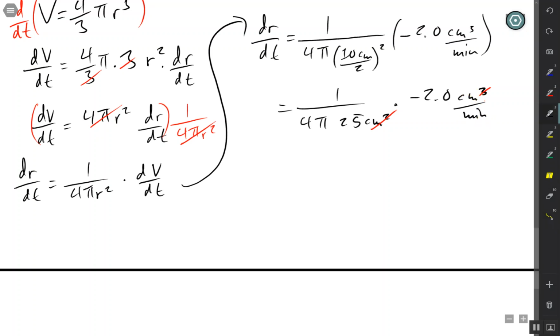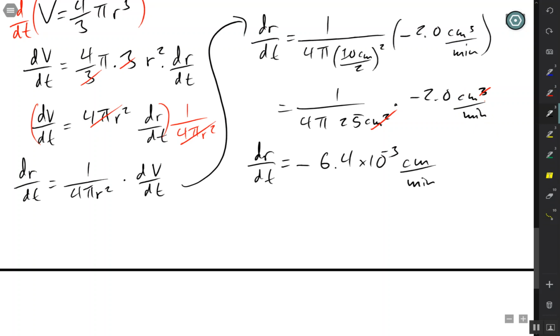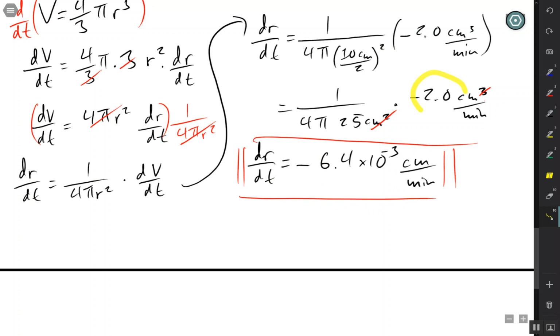And from there, it's just a matter of plugging into your calculator, and you should get this order of magnitude, 3, negative 3. Okay? And so make sure that your units follow along to what you're looking for, radius per second or per minute, unit time, and that it also is decreasing. And if the volume is decreasing by 2.0, then the radius is not decreasing by that much, okay? Because it's a snowball, something probably hand-sized, okay? And that is it. Enjoy.